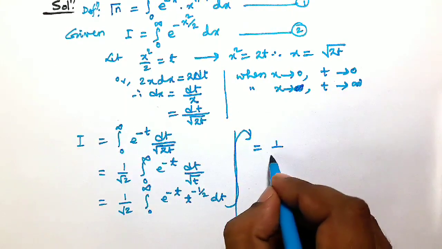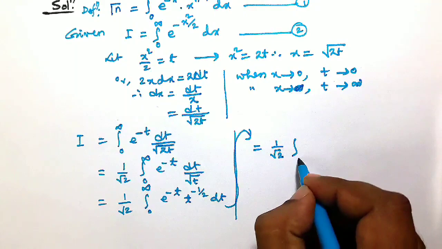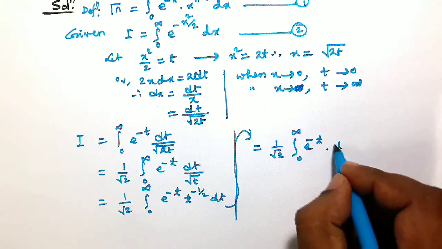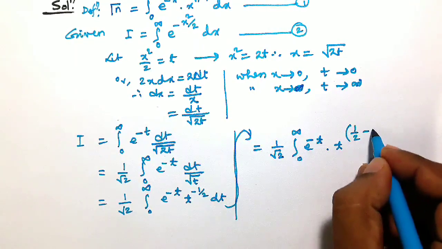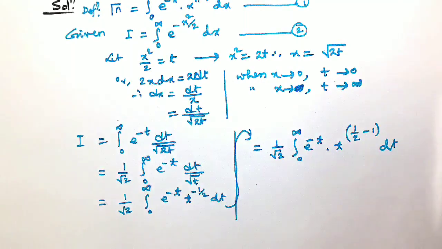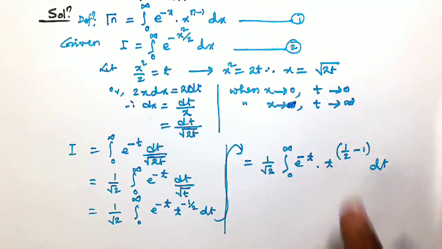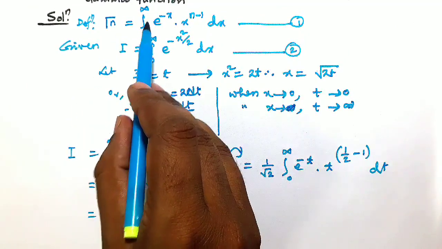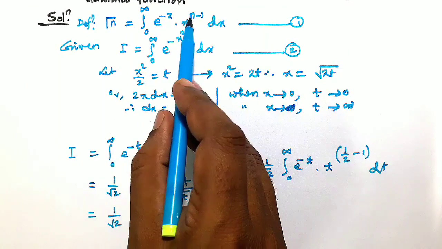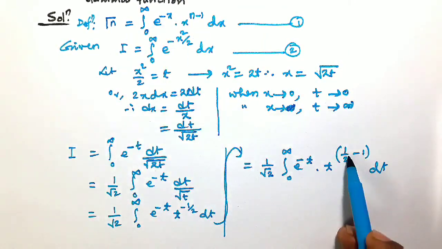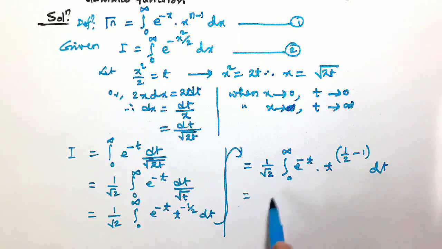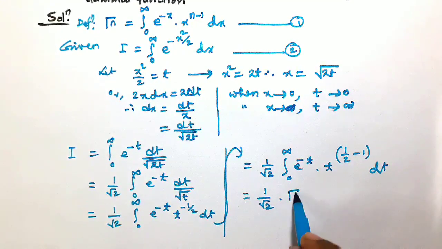So friends, from here we can write I is equal to 1 upon root 2 into integration 0 to infinity e to the power minus t into t to the power half minus 1 dt. So friends, compare this one with the definition. Gamma n is equal to integration 0 to infinity e to the power minus x into x to the power n minus 1. Here n is equal to half. So friends, using the gamma function we can write 1 upon root 2 into gamma of half.